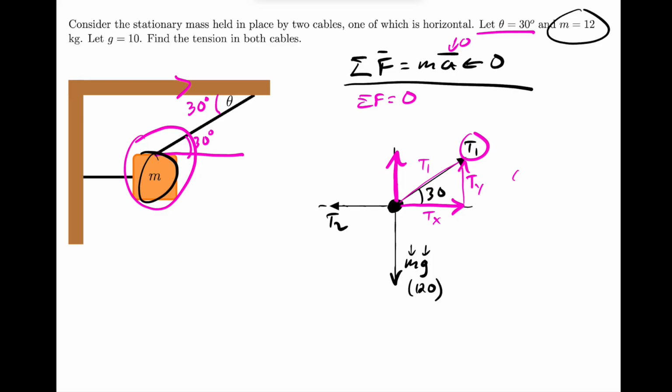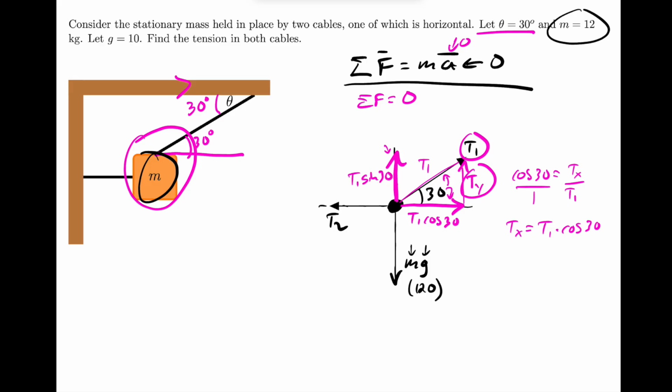So I could say that the cosine of 30 would be adjacent over hypotenuse, right? So that would be equal to Tx divided by T1. And then when I cross multiply, I would get Tx is going to be equal to whatever T1 is times the cosine of 30 degrees. So let me put that in the picture. Instead of Tx there, we're going to write T1 cosine of 30. And I'm not going to do the whole argument over again, but Ty, which I'm going to write over here, is really just going to be T1 times the sine of 30.